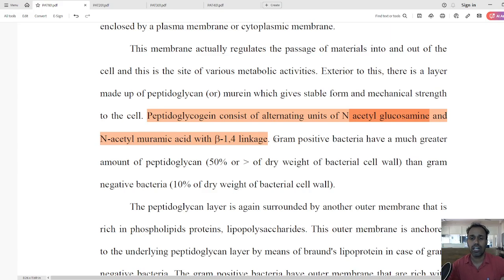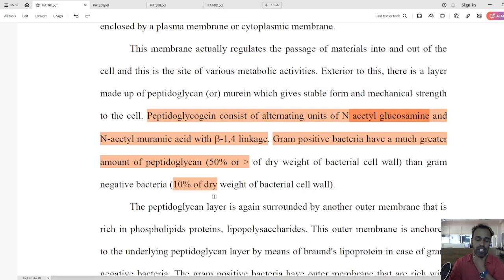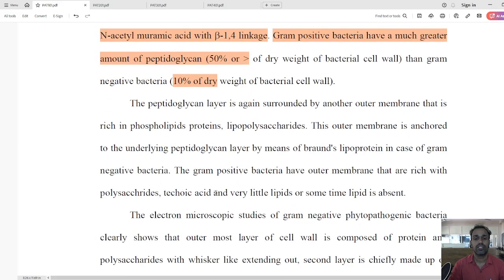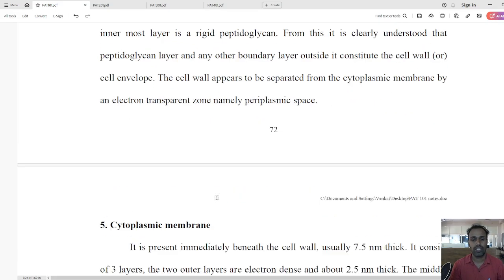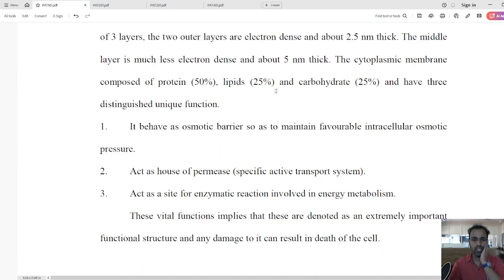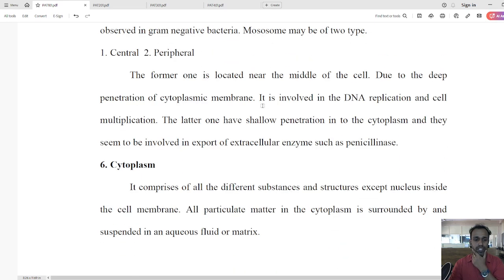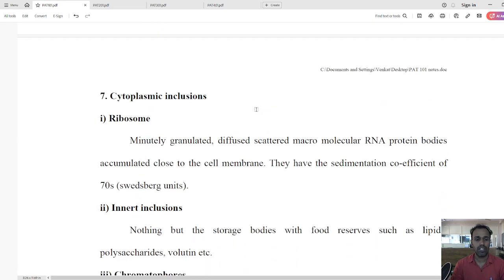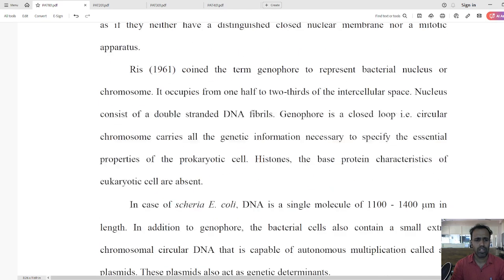Gram positive bacteria contain more peptidoglycan, 50% or more, than gram negative. Gram negative have only 10% peptidoglycan, with respect to the dry weight of the bacteria. 50% peptidoglycan in the case of gram positive bacteria, and a bit less in gram negative. Then coming to cell wall content, another thing is not important much.